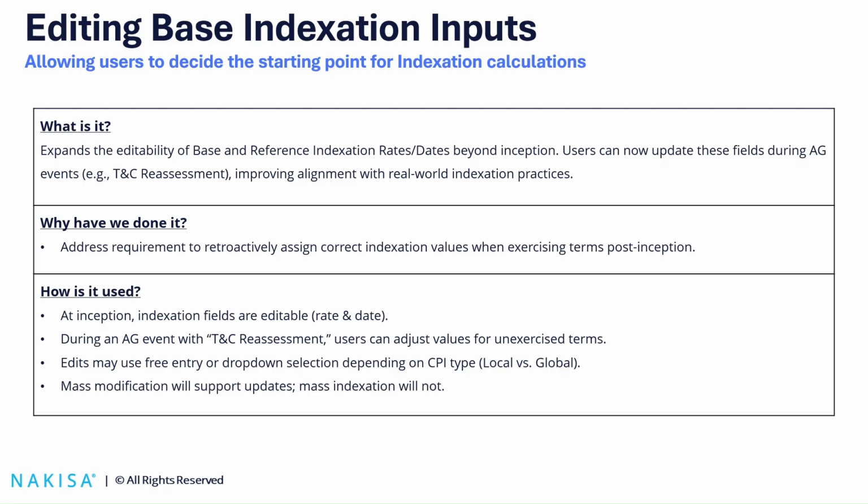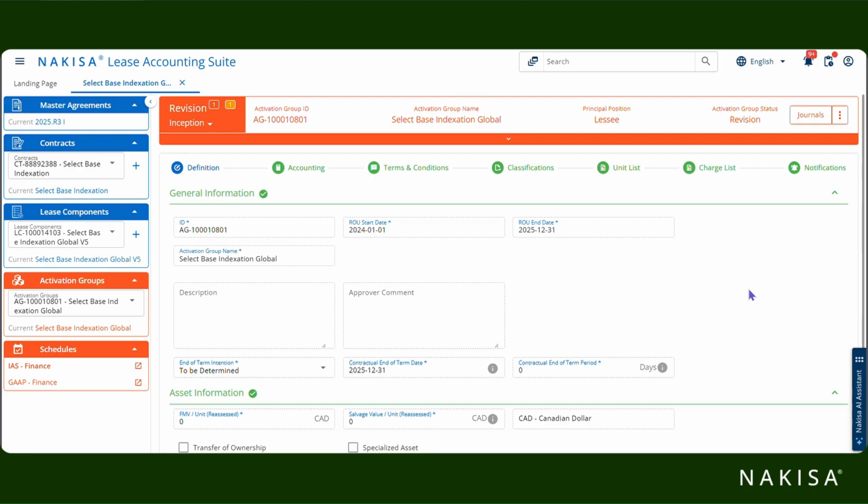We have provided you free entry and drop-down selection depending on the type of CPI that you're using in that contract. The difference will vary for global and local, which will be shown to you in a demo. Mass modification will support these updates, whereas the mass indexation will not. So the first example I'll be presenting is how an extension term is exercised after inception and how we'll be able to change the base indexation date.